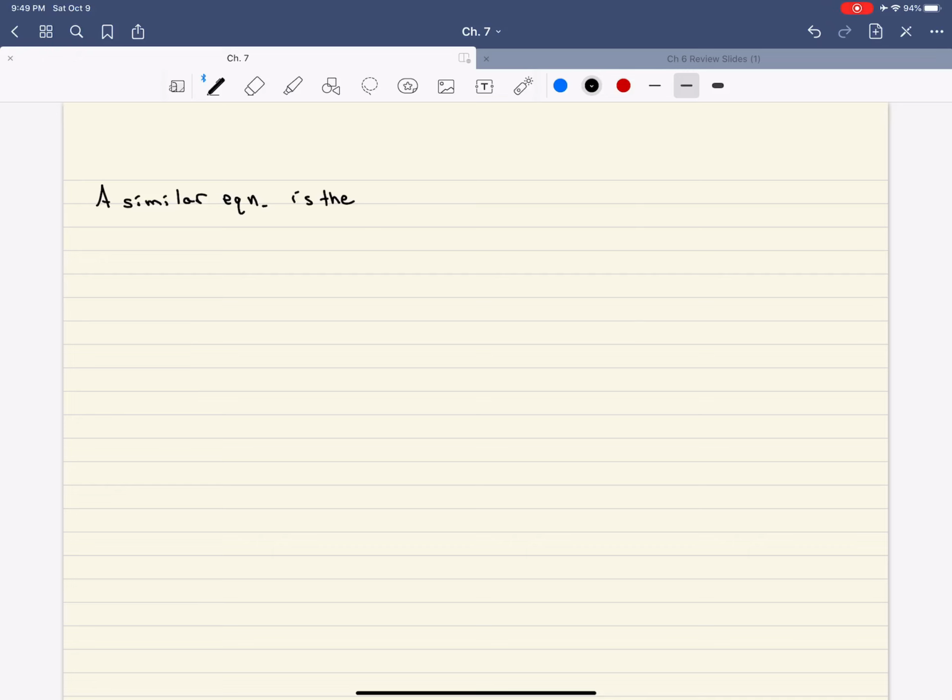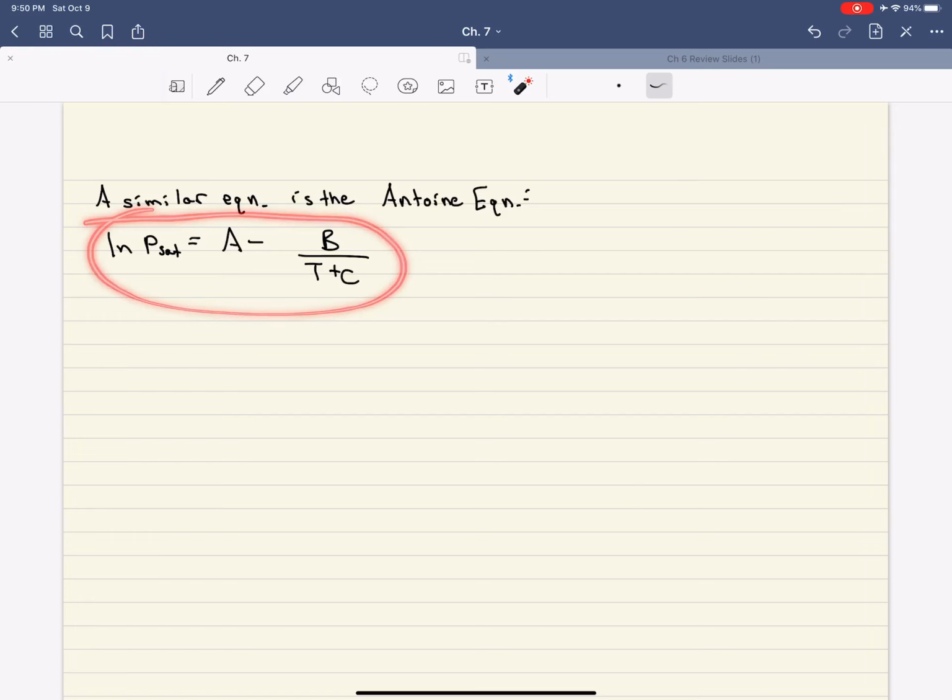Okay, and one example of an equation like that, which you've already encountered in MEB2, is the Antoine equation. Okay, where your vapor pressure, the natural log of the vapor pressure, or P sat, is equal to A minus B over T plus C. So this kind of looks like the Clausius-Clapeyron equation, because you have an A here, another constant here, but the temperature term in the denominator, instead of just being temperature by itself, has another constant added onto it. Okay.